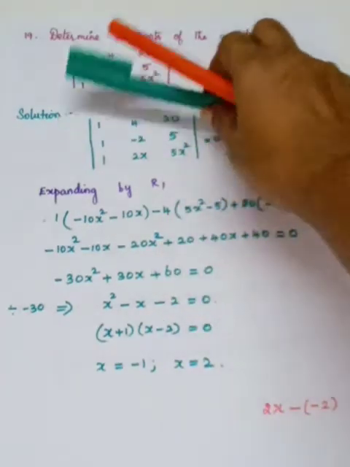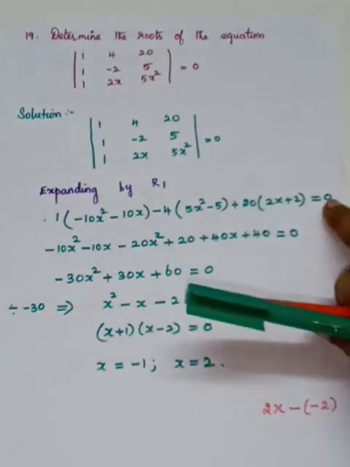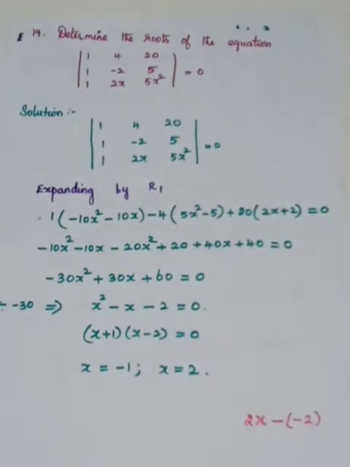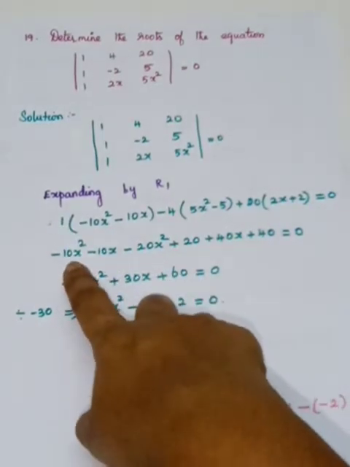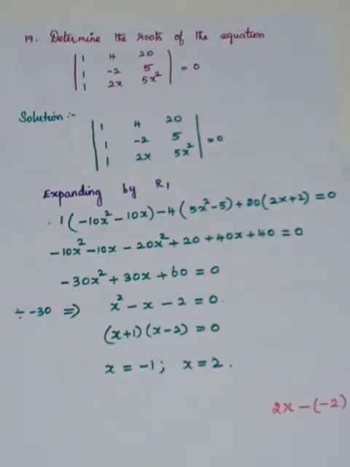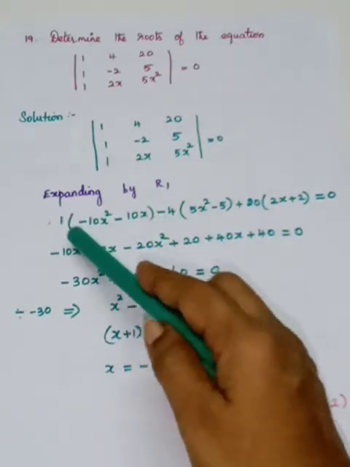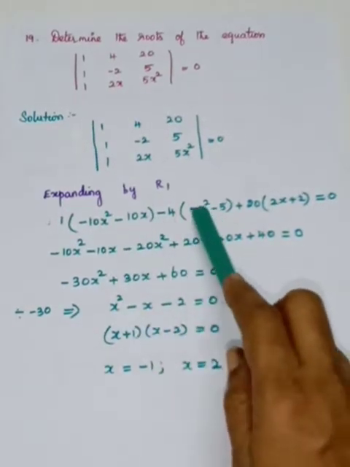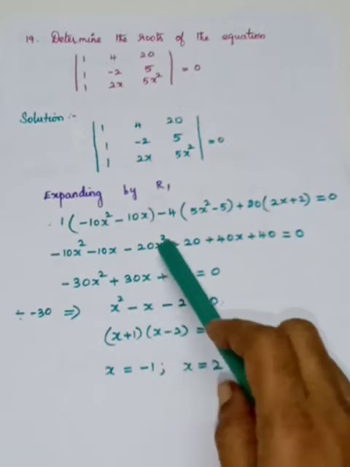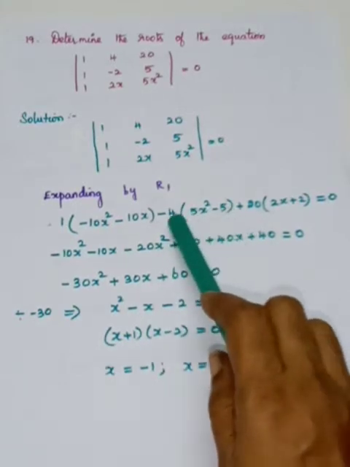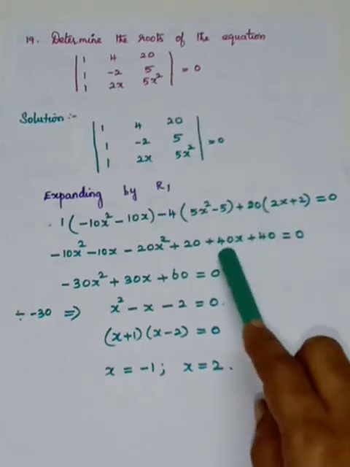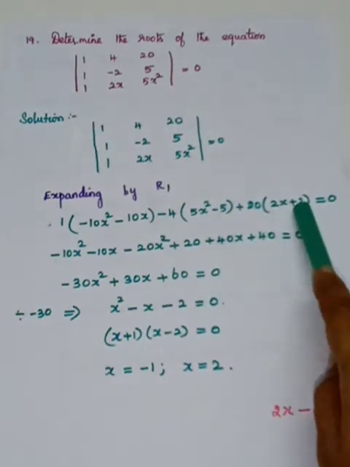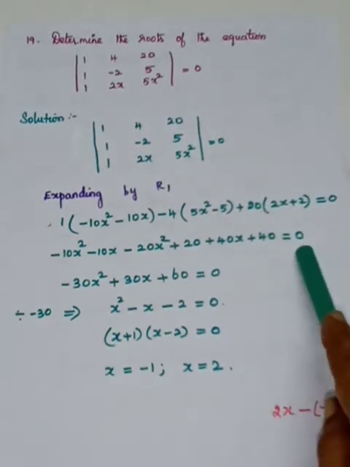So it is given, it is equal to 0. So equal to 0 is written on the right hand side. Now you have to expand the value. Minus 10x squared into 1 is minus 10x squared. And here minus 10x into 1 is minus 10x. So 5x squared into minus 4 is minus 20x squared. Minus 5 into minus 4 is plus 20. 2x into 20 is 40x. Plus 2 into 20 is 40, equal to 0.